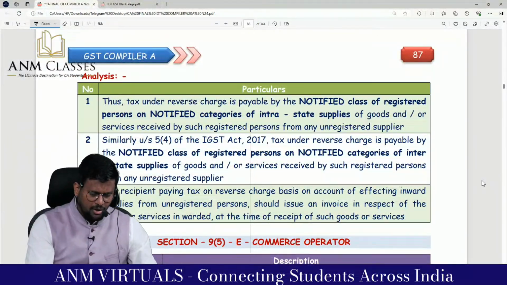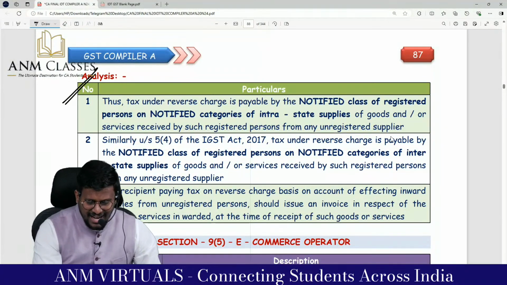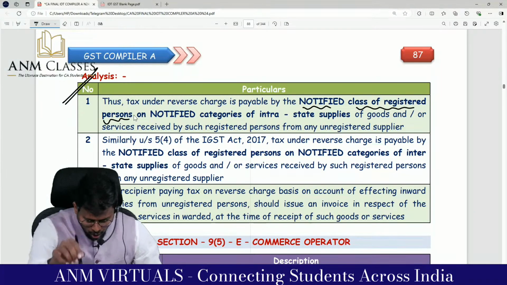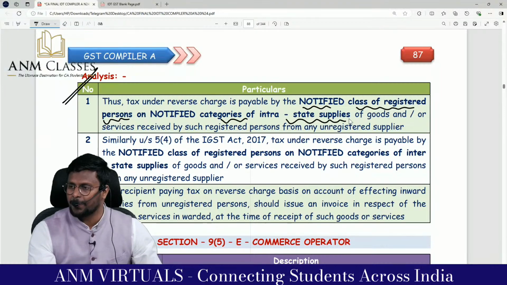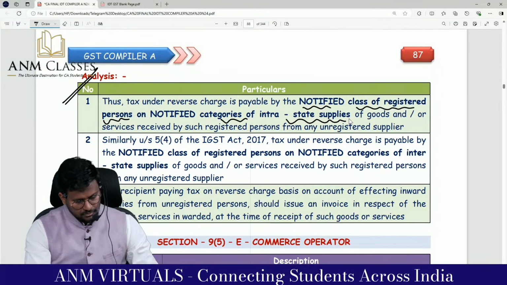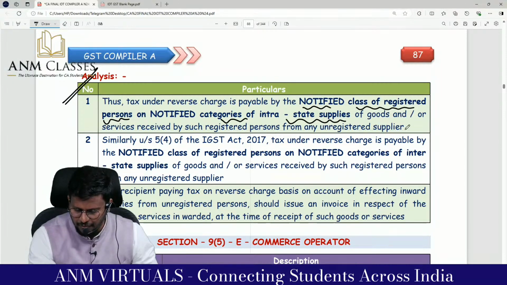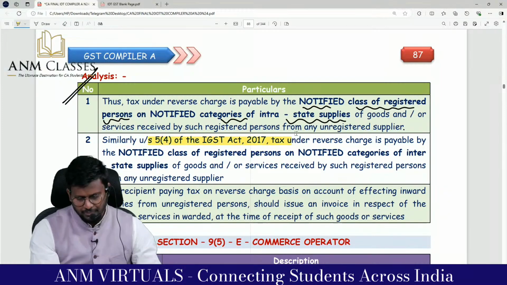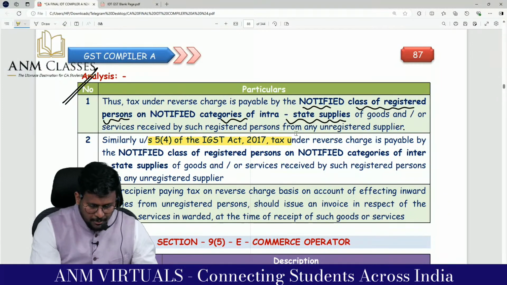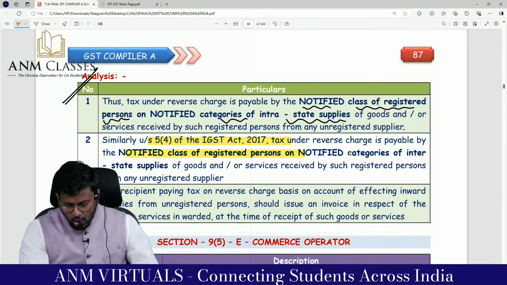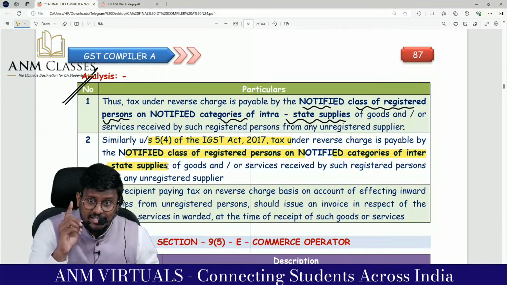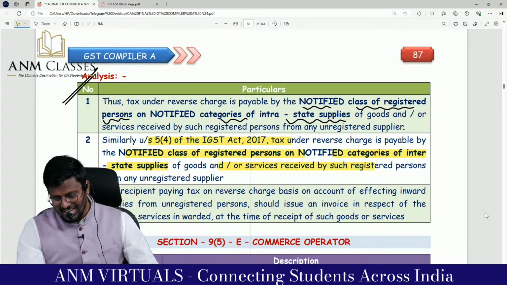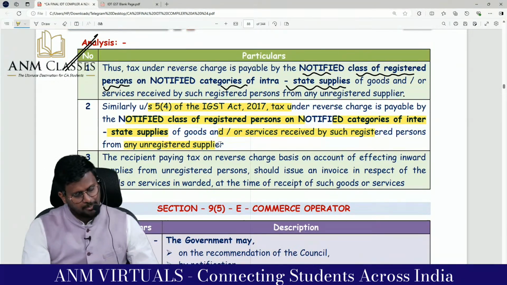So we have already read this analysis of 9(4). Tax under reverse charge is payable by a notified class of persons on notified categories of intra-state supply of goods or services or both received by such registered person from any supplier. Similarly, under section 5(4) of the IGST Act, tax under reverse charge is payable by the notified class of persons on notified categories of inter-state supply of goods or services or both received by such a registered person from a supplier.